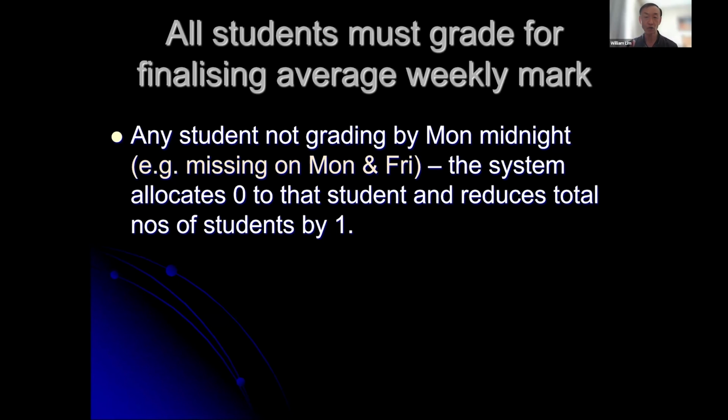So if you're missing and you don't grade, by Monday midnight the system will allocate 0 to you because you're missing, right? And for the rest of the students, the system will reduce the number by 1. So now everybody will be divided by 8 instead of divided by 9, so that their scores are not affected by your absence. Right? One person is missing already, divided by 8. Whereas the absentee for that week will be allocated 0.